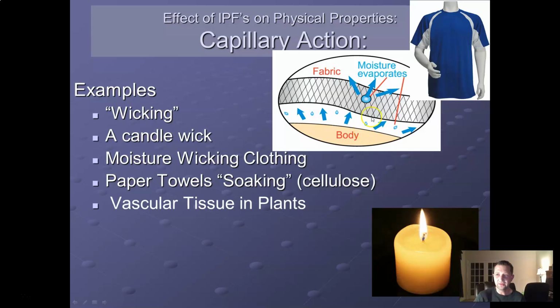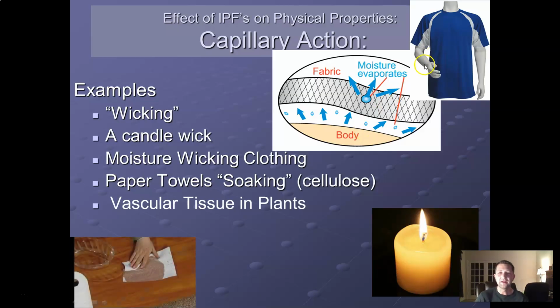Moisture wicking clothing, if you have clothing like this. We talked about earlier in the unit that evaporation is a cooling process. So clothing like this actually pulls the sweat away from your body. It wicks the sweat up through capillary action, which helps it evaporate, and when it evaporates, it cools. So clothing like this is meant to cool you down by speeding up the rate of evaporation by pulling that sweat away from your body.